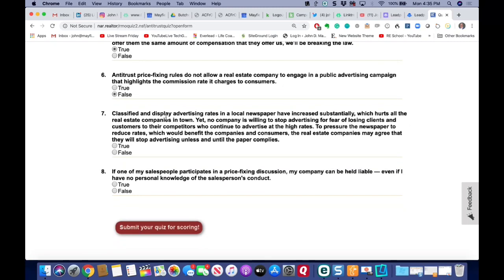Number 7, classified and display advertising rates in local newspapers have increased substantially, which hurts all the real estate companies in town. Yet no company is willing to stop advertising for fear of losing clients and customers to their competitors who continue to advertise at the high rates. To pressure the newspaper to reduce rates, which would benefit the companies and consumers, the real estate companies may agree that they will stop advertising unless and until the paper complies. Wow.